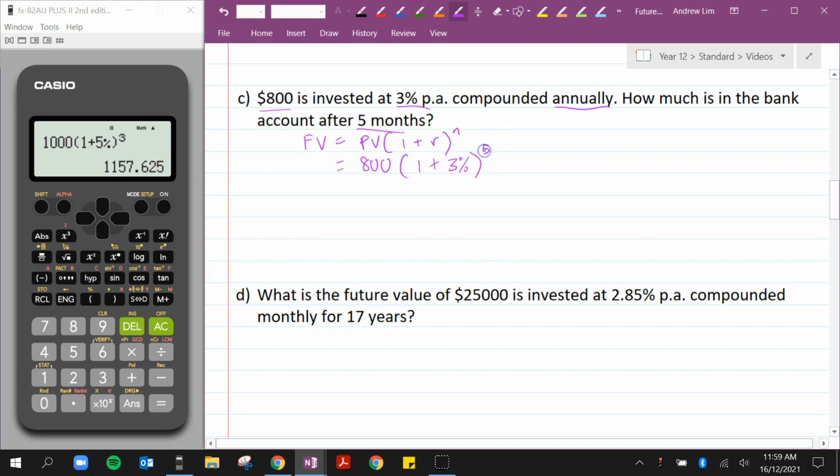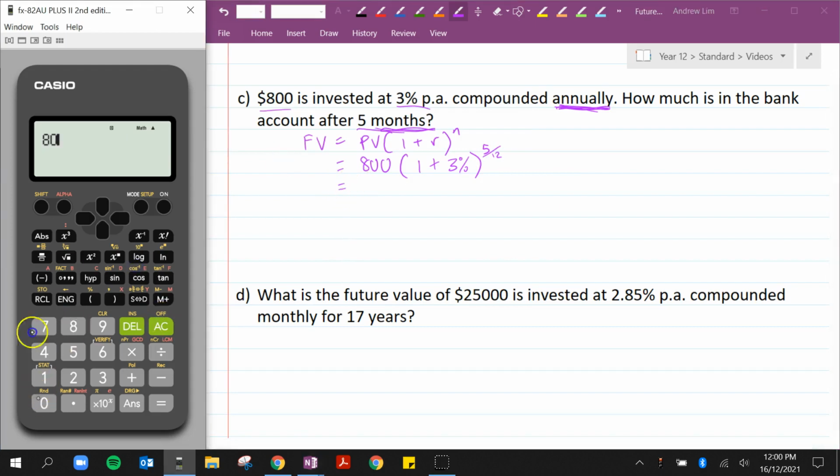Now you might be tempted to write to the power of 5 here. But if you do that, you're telling me it's 5 years. Because here we've got annually, and here we've got months. They are in different units. So what I need to do, because I didn't divide my percentage by anything, okay, I'm keeping it per annum, per year, I need to work out how many years there are in 5 months. All I need to do is just divide that by 12. And now I've converted 5 months into years.